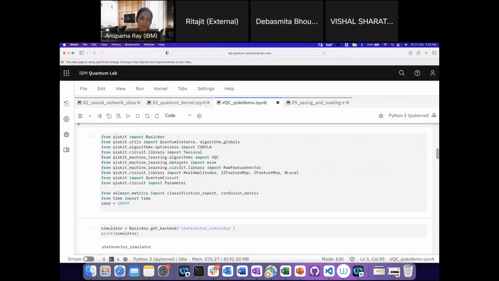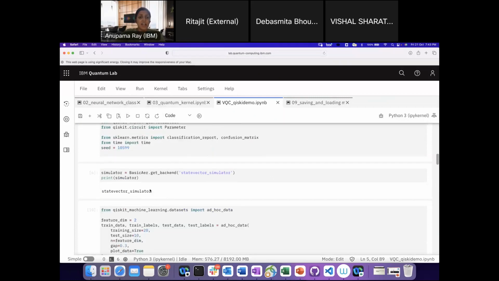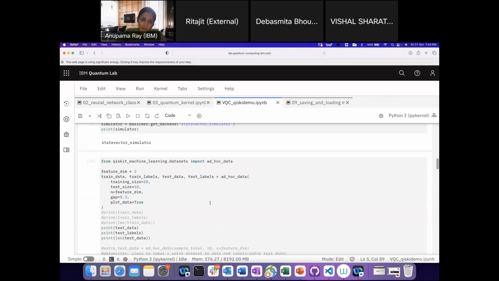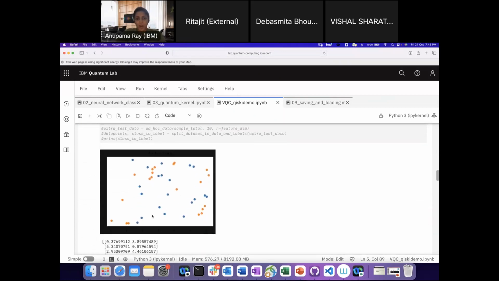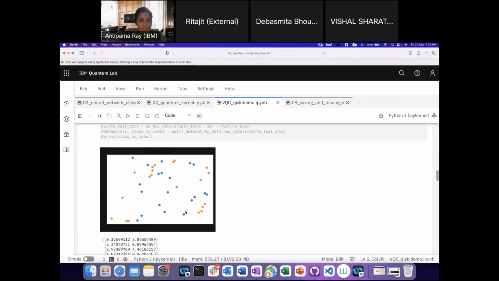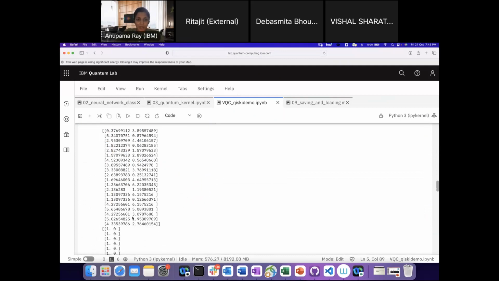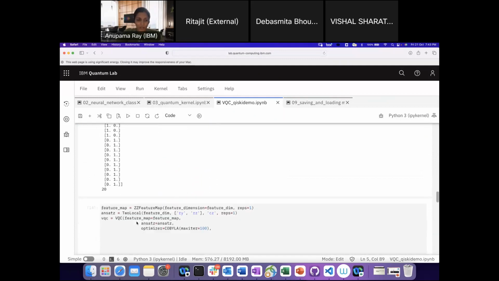So that kind of device, please give me back. And of course, then you have these import statements you saw in the second notebook, or the first notebook that we did. Here I'm running it on a state vector simulator just to show you. This is the same ad hoc data set. I've just plotted it in a simpler way rather than those complex red blue plots. Even here we can see it's not linearly separable. I've also printed the actual data points.